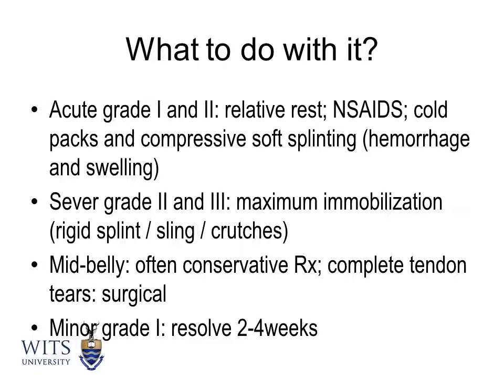So what do you do with it? For grade 1 and 2, relative rest, anti-inflammatories, cold packs, compressive soft splinting if there's hemorrhage and swelling. For grade 2 and 3, maximum immobilization, a rigid splint, sling, crutches. Mid-belly tear, often conservative treatment. If there are complete tendon tears, there may be a surgical intervention needed. But usually a minor grade 1 resolves in 2 to 4 weeks, also depending on the grade of the injury and the associated factors.